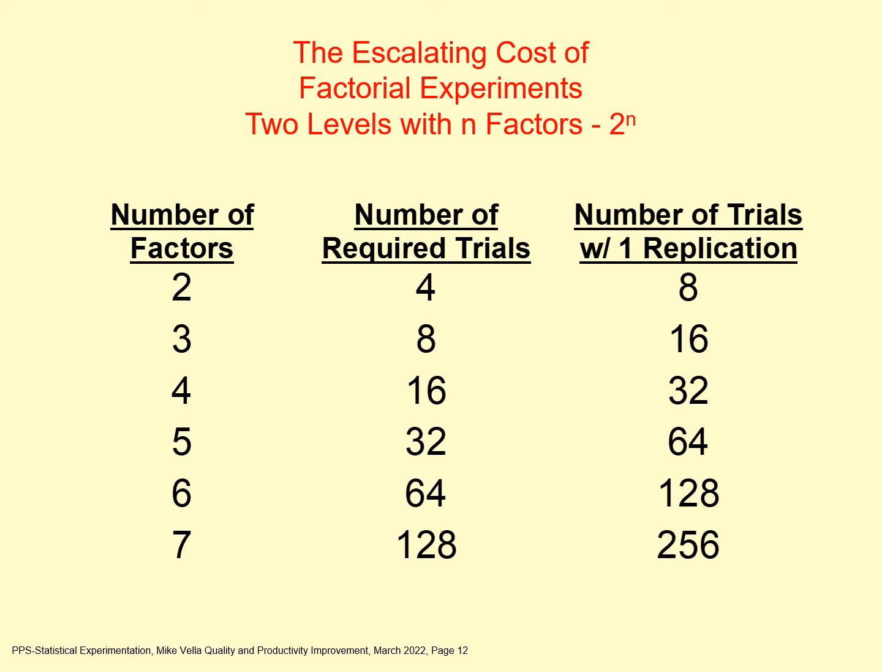This chart explains the cost of full factorial experiments. In this case, a 2^n. You see on the left-hand column the number of factors, 2, 3, 4, 5, 6, and 7, and the number of required trials that you'd have associated with each one of the factors. And if you want to repeat or replicate each one of those trials, you can see that with 7 factors on a 2^n, and with one replication, you'd be talking about 256 different trials. Very expensive.